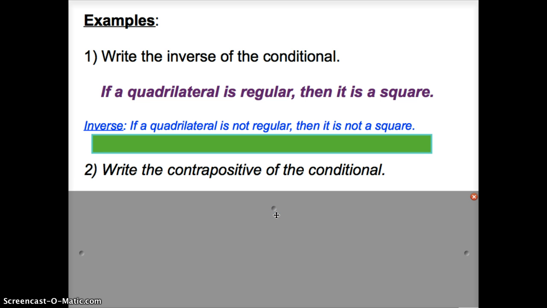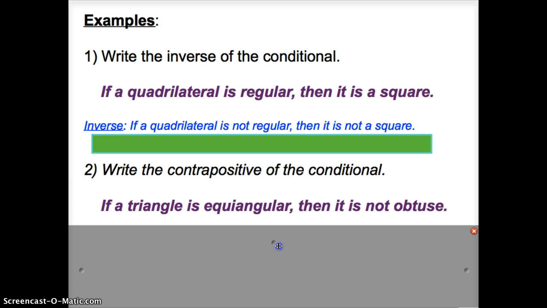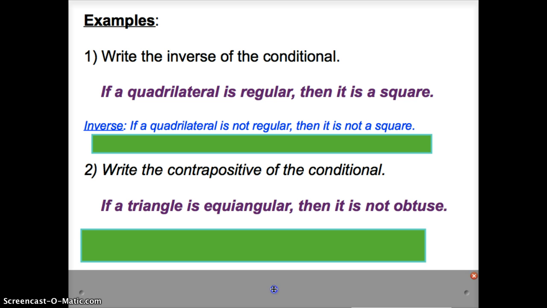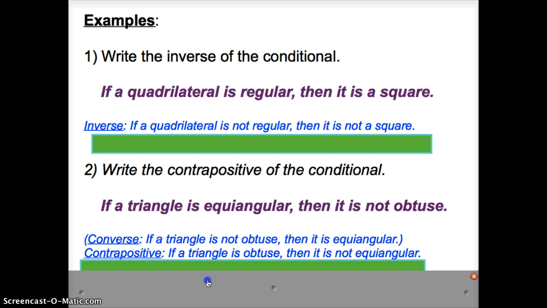Example 2. Write the contrapositive of this conditional. If the triangle is equilateral, then it is not obtuse. The contrapositive would be, if a triangle is obtuse, then it is not equiangular.